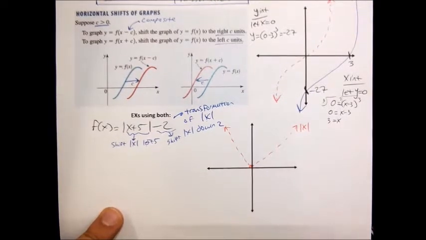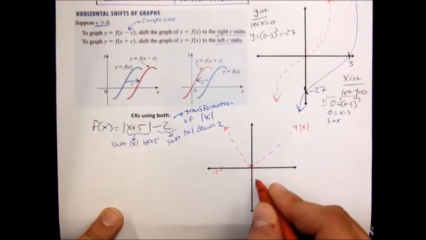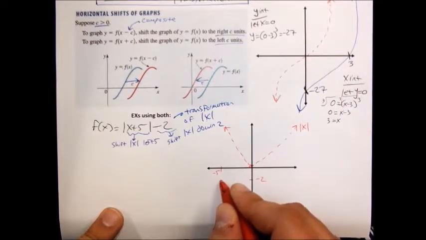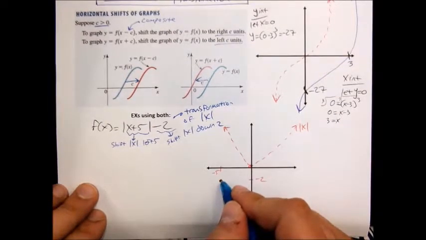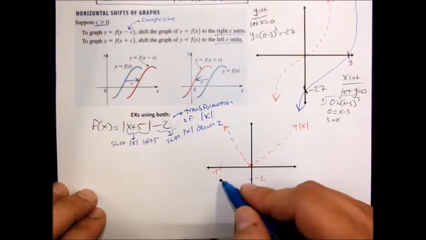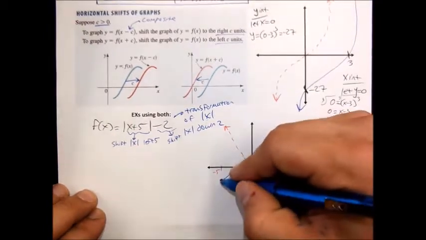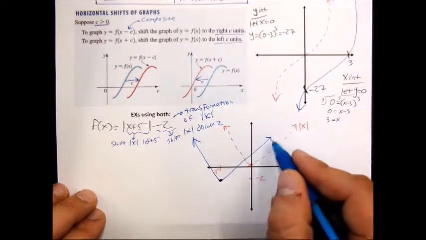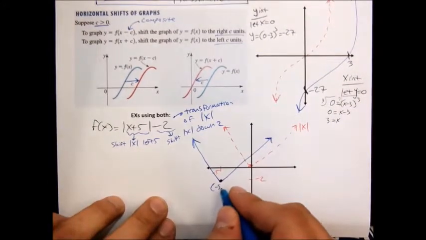It's going to be at -5, -2, right? Because we move left 5 and down 2. And so it's going to be over here at -5, -2. Oops, let me use a different color. Sorry about that. And I know it's going to be a V. It's going to be the same shape. So it's going to look like that and like that. All right, so this is the point -5, -2.